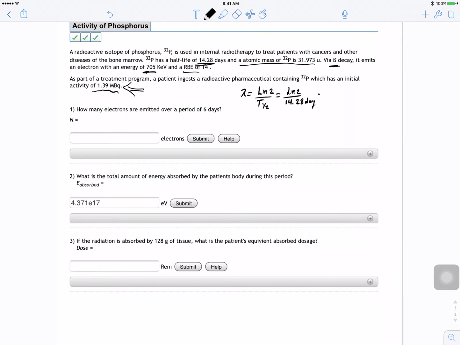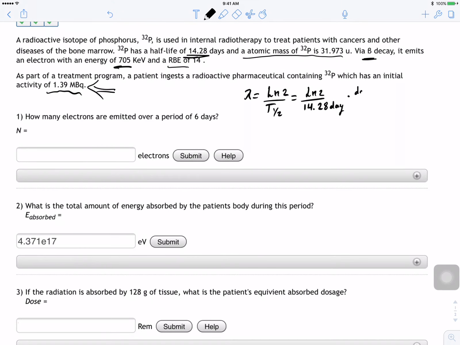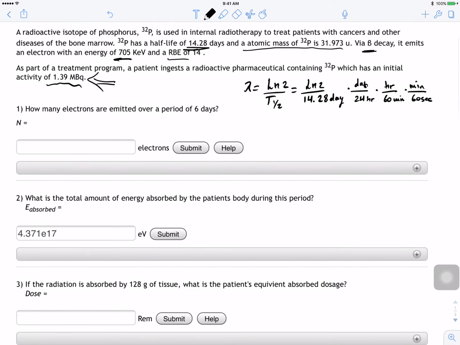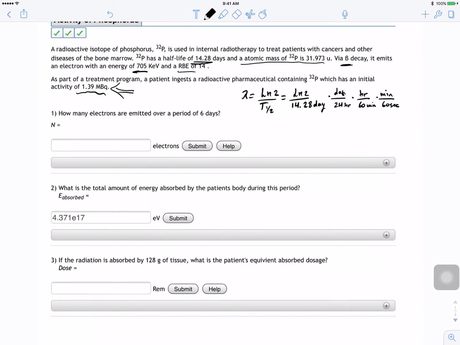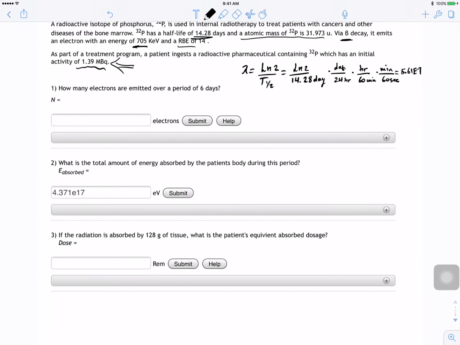We're going to do that by, let's zoom in, day divided by 24 hours times hour, 60 minute times minute divided by 60 seconds. So for this I got 5.61 e to the negative 7.